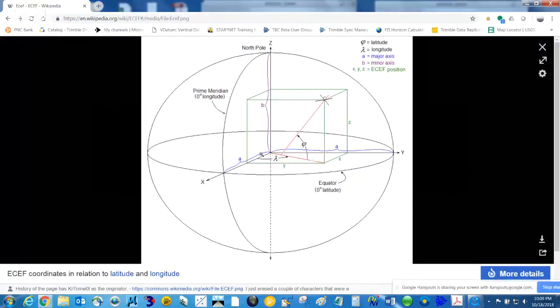So ECEF coordinates are in a system that really does not even require an ellipsoid. The only reason we're showing the ellipsoid here is to show you how these ECEF coordinates are converted into latitude, longitude. But the z-axis is the mean rotational axis of the Earth. So the z coordinates are positive coming up from the plane of the equator.